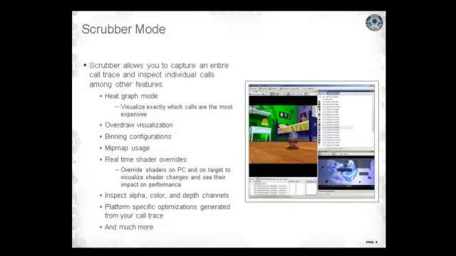So like I mentioned, the Scrubber mode allows you to capture an entire call trace. It includes a lot of different features within that. One of them is what we call heat graph mode, which allows you to visualize what the most expensive calls are based on various hardware metrics. You can also visualize the amount of overdraw you have. We use a tile-based binning architecture for our GPUs, so you can see what those look like. You can see how bitmaps are being used. You can override shaders. You can inspect the alpha color and depth channels. And then you can do specific optimizations generated from your call trace and a lot of other things.